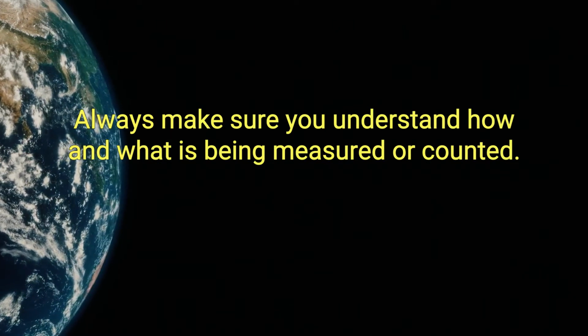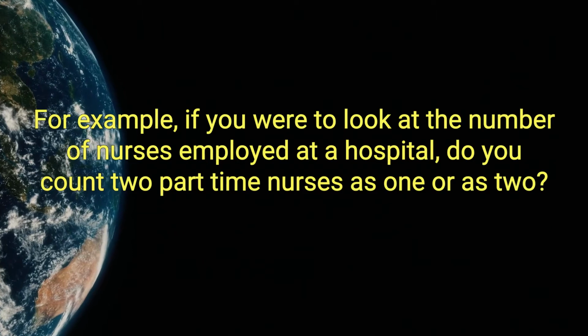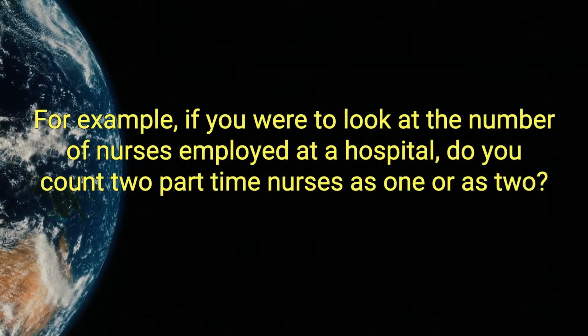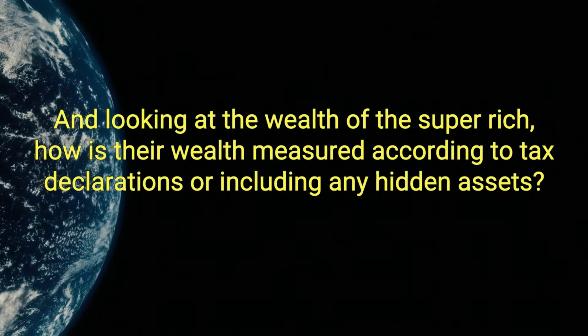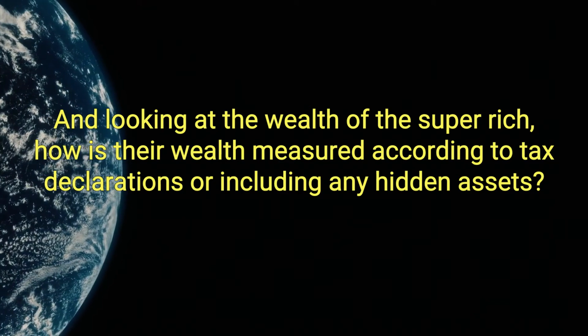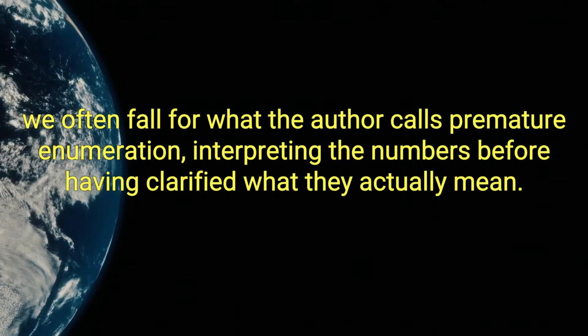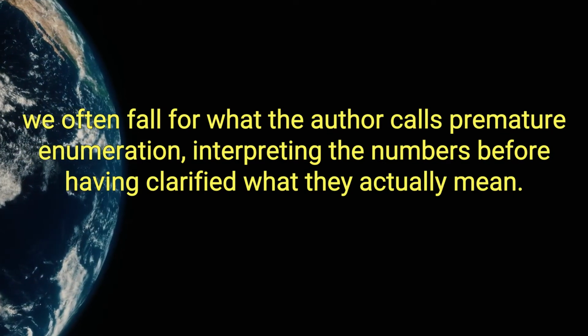Always make sure you understand how and what is being measured or counted. For example, if you were to look at the number of nurses employed at a hospital, do you count 2 part-time nurses as 1 or as 2? And looking at the wealth of the super rich, how is their wealth measured? According to tax declarations or including any hidden assets? When looking at statistics, we often fall for what the author calls premature enumeration, interpreting the numbers before having clarified what they actually mean.